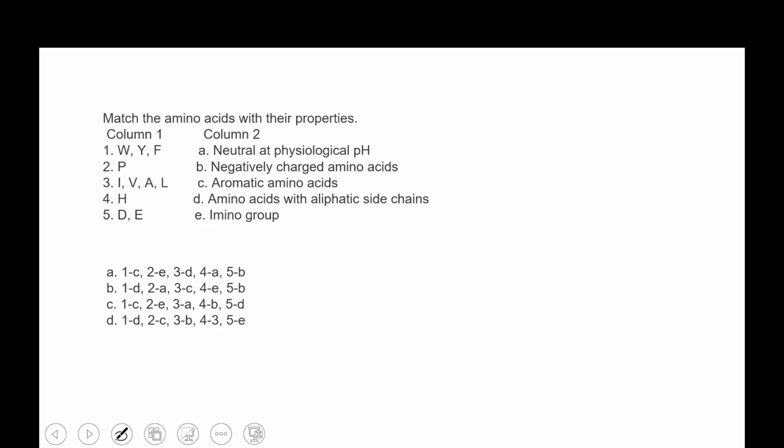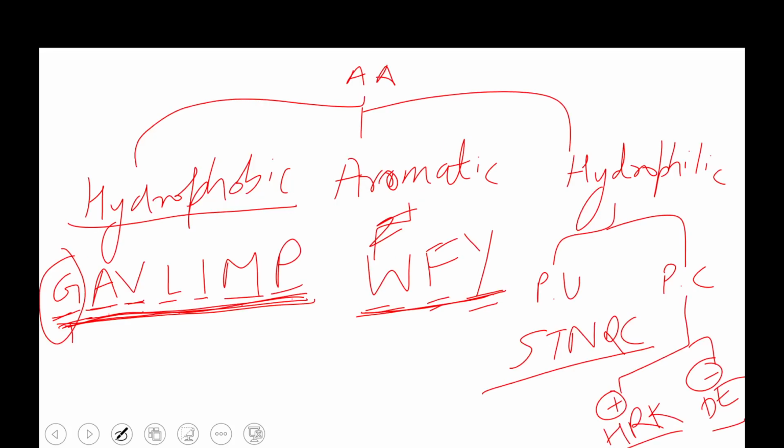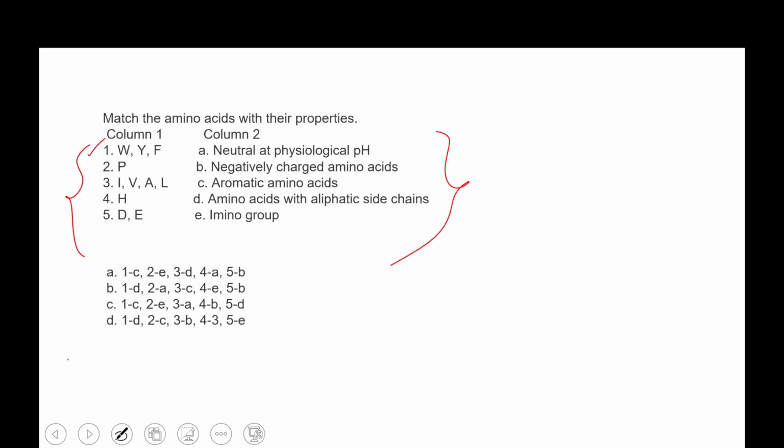So back to the question. Now we have these amino acids with us, and these are the properties. Now we have to match them according to their properties. The first is WYF. In our list we have this WFY. So which category is it lying under? The first one will be matched with which option: A, B, C, D, E? Which one will it match?